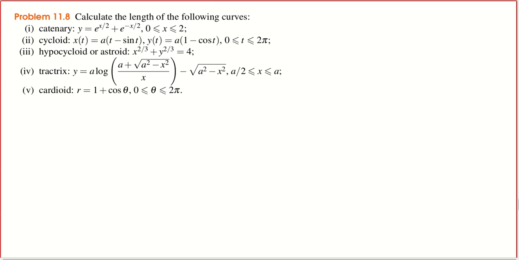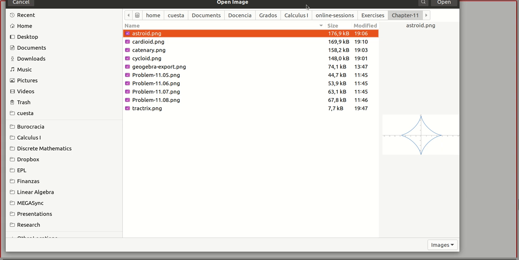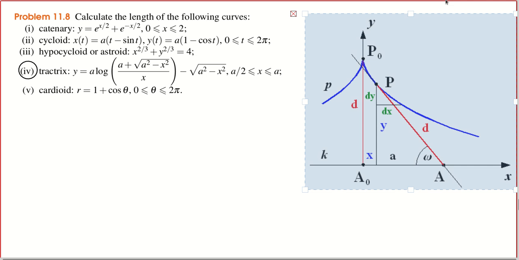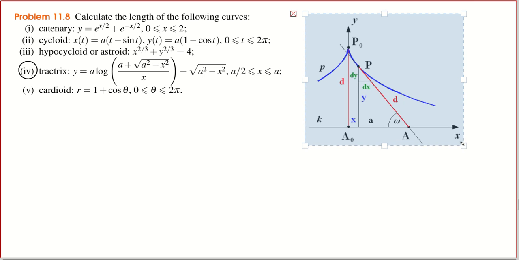Okay, the next curve we are going to calculate the length of is the tractrix, which is described by this complicated expression. The tractrix is an interesting curve. It's given by this setting here.